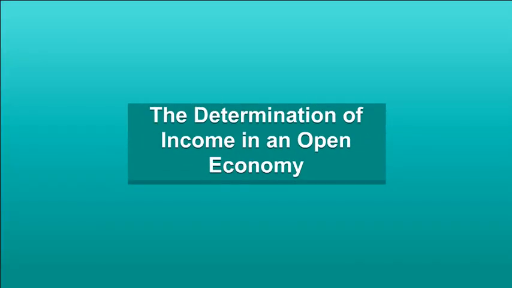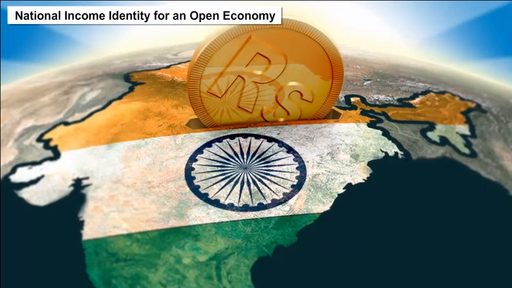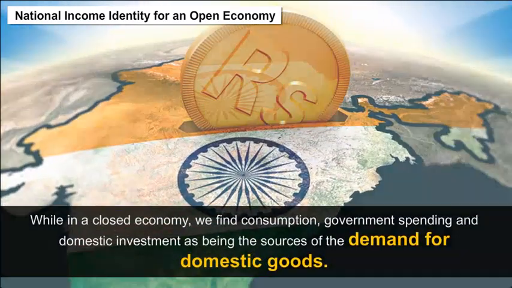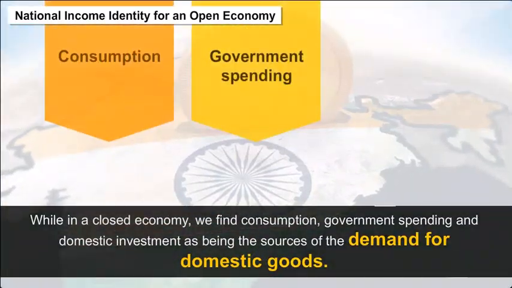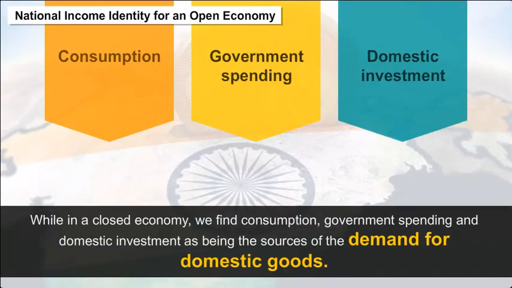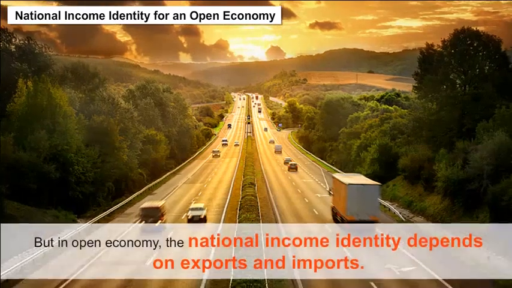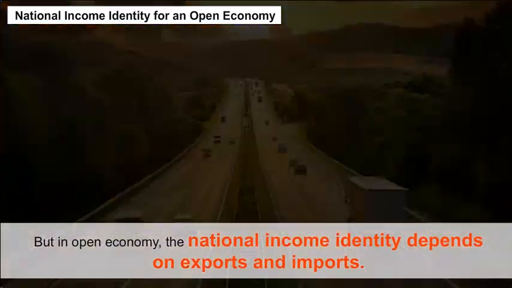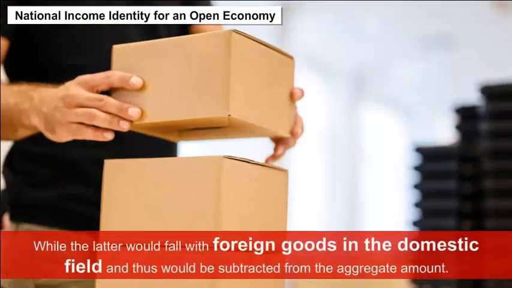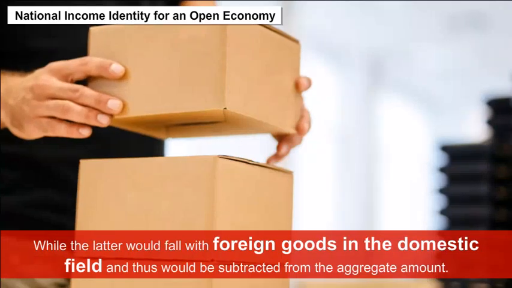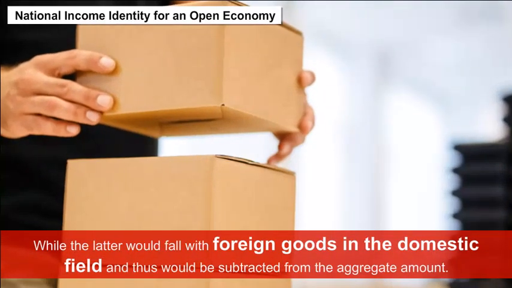The determination of income in an open economy. National income identity for an open economy. While in a closed economy we find consumption, government spending, and domestic investment as the sources of demand for domestic goods, in an open economy the national income identity depends on exports and imports, where imports fall on foreign goods in the domestic field and thus are subtracted from the aggregate amount.